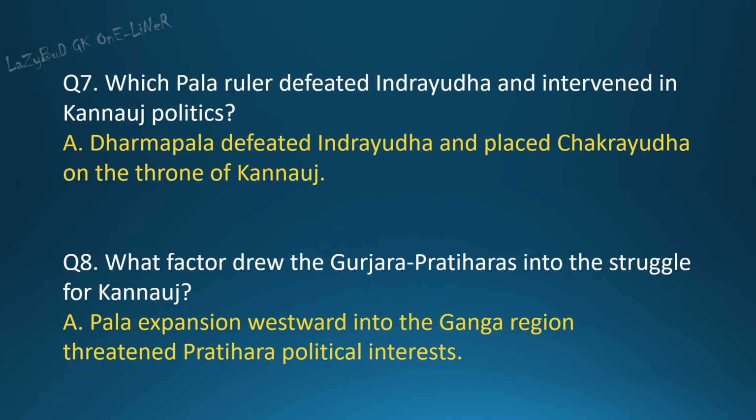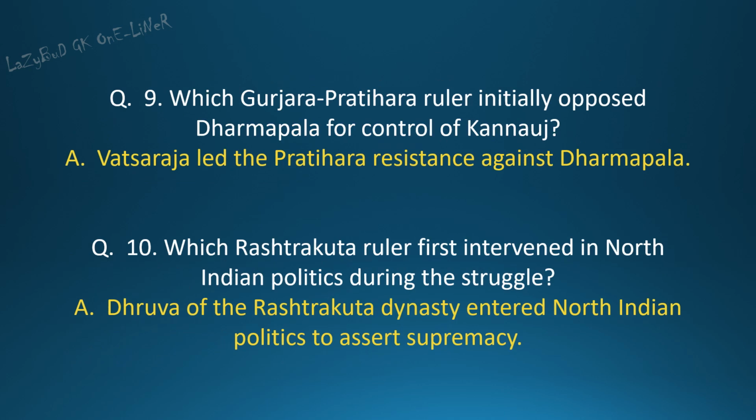Question 8. What factor drew the Gurjara Pratiharas into the struggle for Kannauj? Answer. Pala expansion westward into the Ganga region threatened Pratihara political interests. Question 9. Which Gurjara Pratihara ruler initially opposed Dharmpala for control of Kannauj? Answer. Vatsaraja led the Pratihara resistance against Dharmpala.